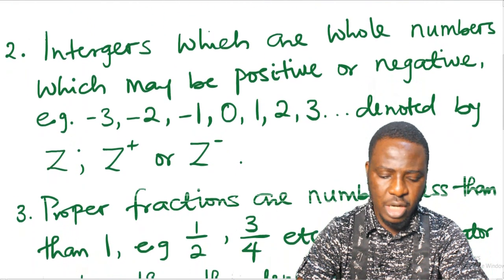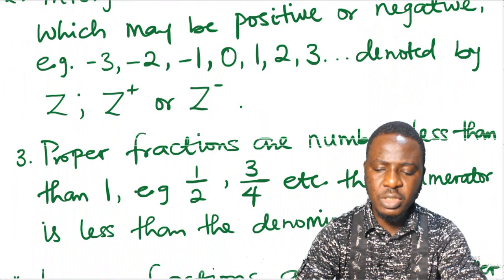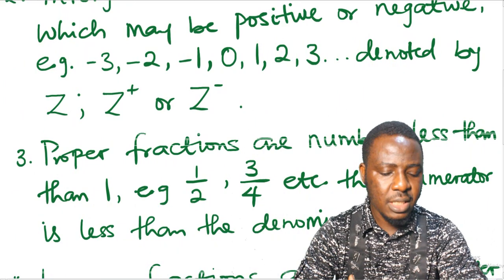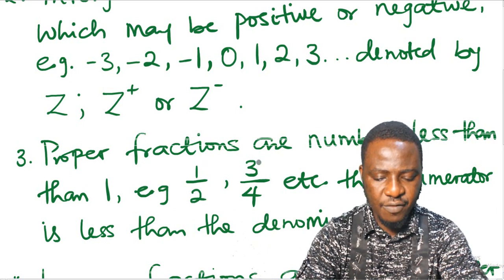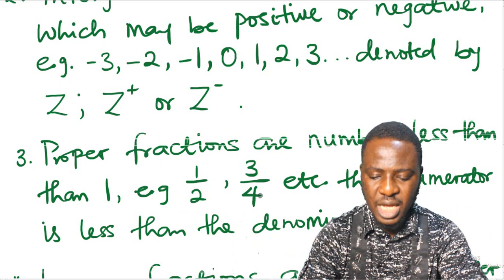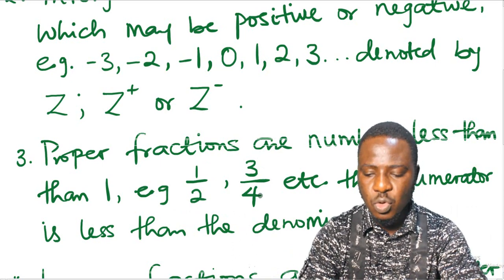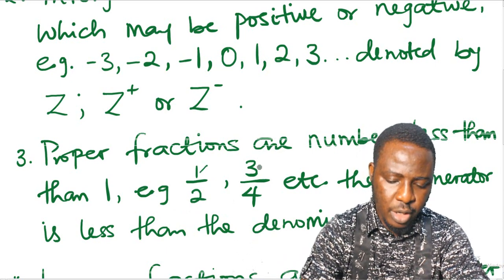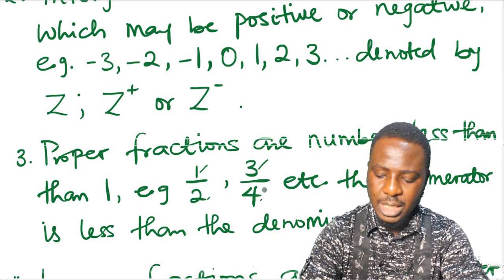3. Another type of rational numbers is proper fractions. Proper fractions are numbers less than 1. We refer to them as rational numbers. Examples of proper fractions, we have 1 over 2, which is half, 3 over 4, etc. Proper fractions are fractions where the numerator is less than the denominator. 1 and 3 are the numerators, 2 and 4 are the denominators.